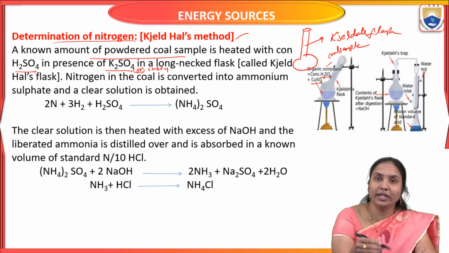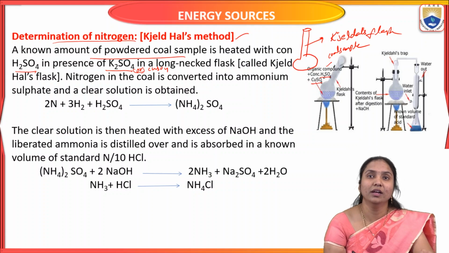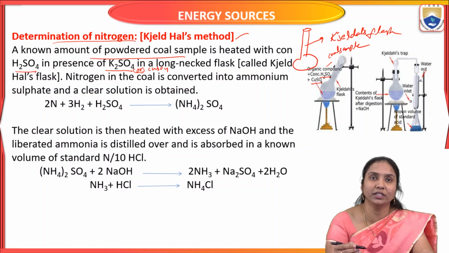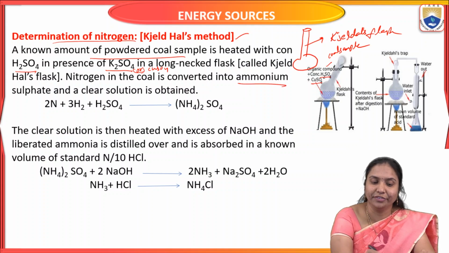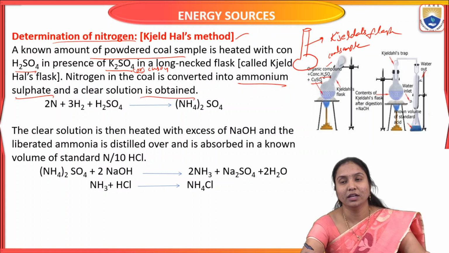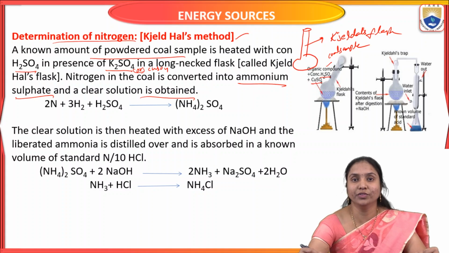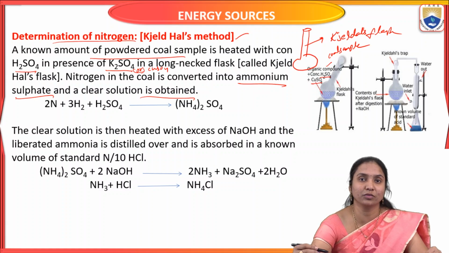So during the heating process, if nitrogen is present in this coal sample, the nitrogen in the coal is converted into ammonium sulfate, and a clear solution is obtained. So here, see this, this is a Kjeldahl flask. In this flask we are taking the coal sample, in which we can find out the nitrogen, if it is present.